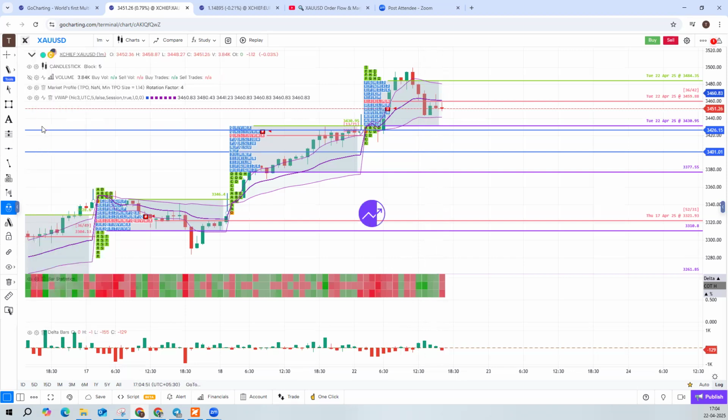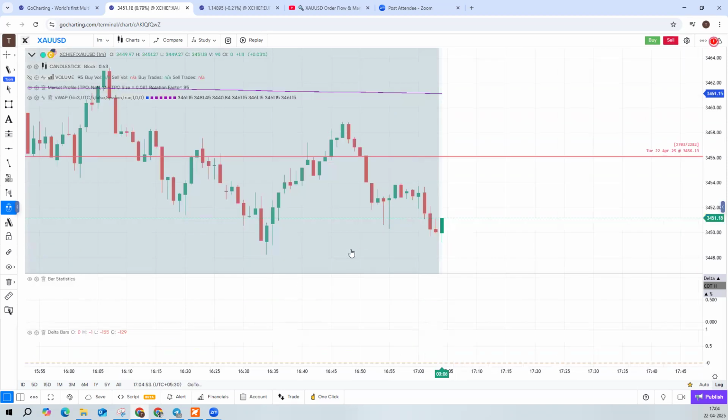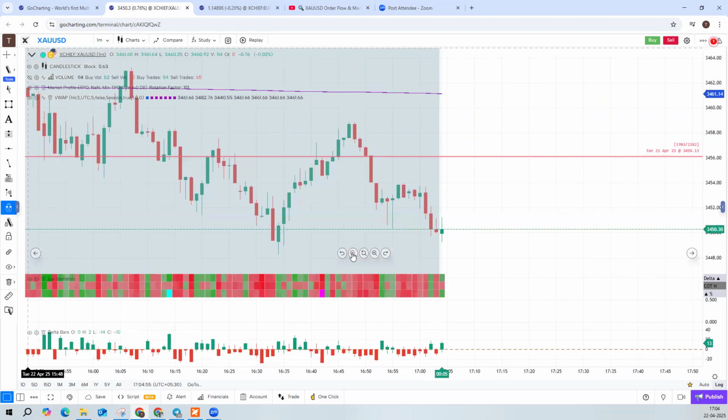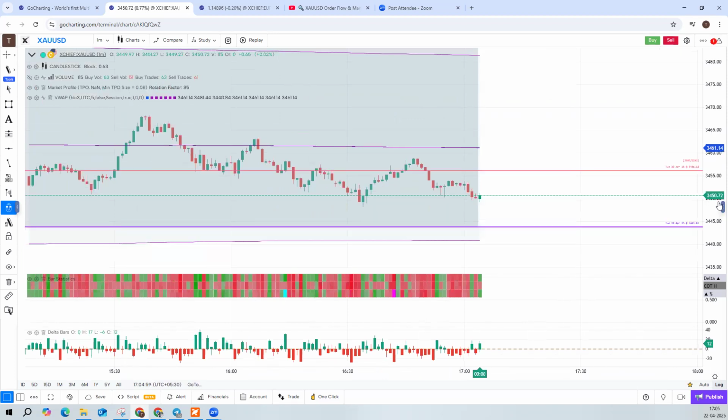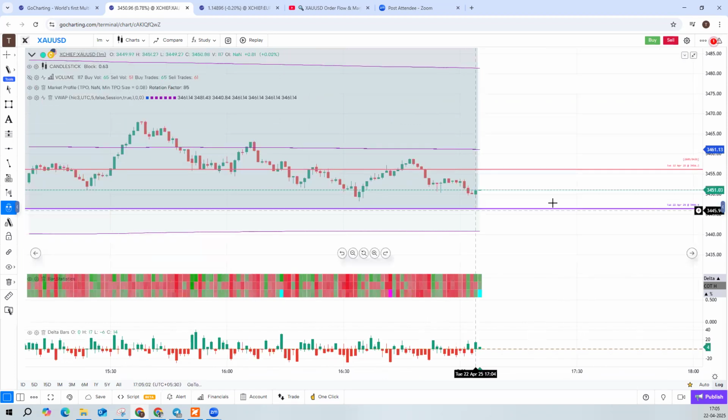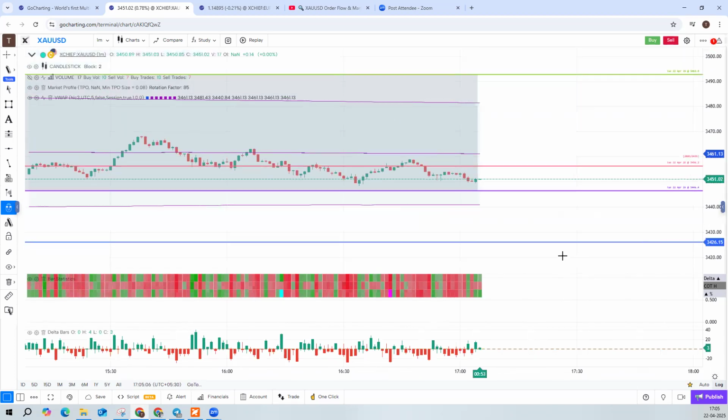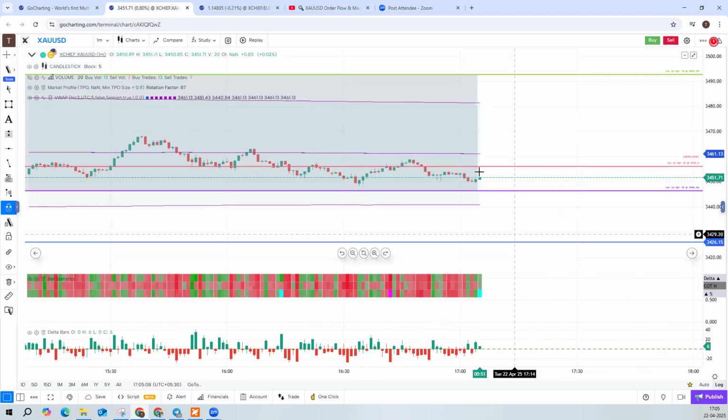So let us go to 1 minute, and then we have to see what the delta is doing at these levels. Okay, let me zoom out a little for you. So this is our value area level, and this is the line we have drawn. So this is the area.